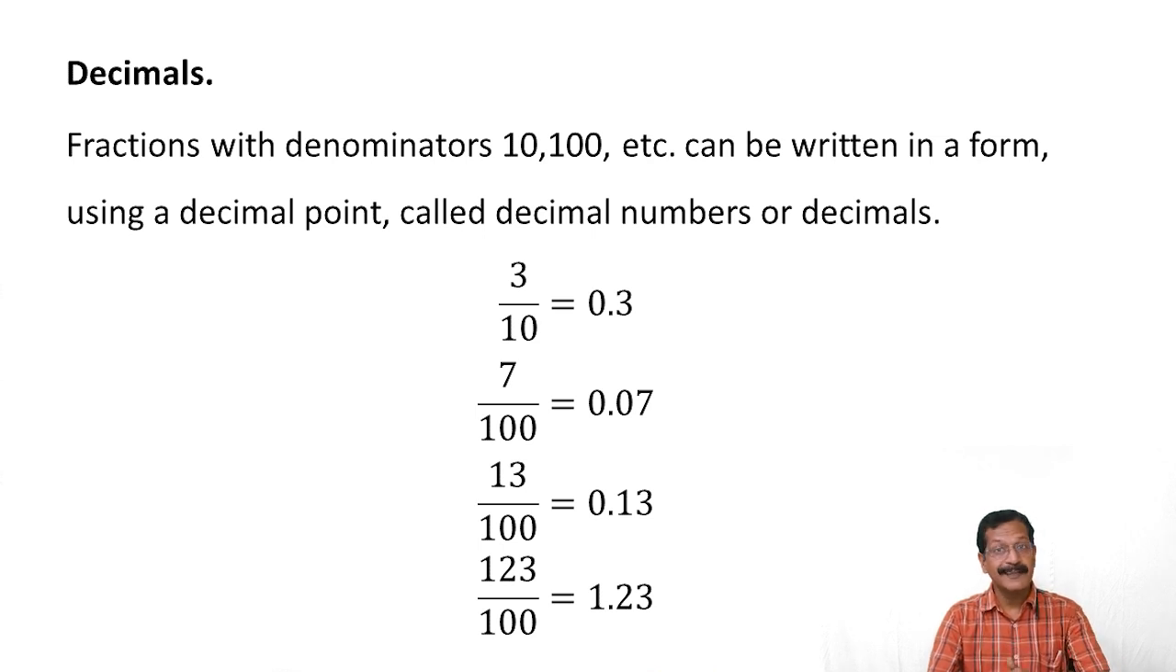Now what about 123 by 100? See, the numerator is having 3 digits, the denominator is having a number with 2 zeros, 100. So 2 decimal places are required. That is, after the decimal point, we have to get 2 places. Here 123 can be written as 1.23. So this 0.23 is called the decimal part and 1 is called the whole number part.